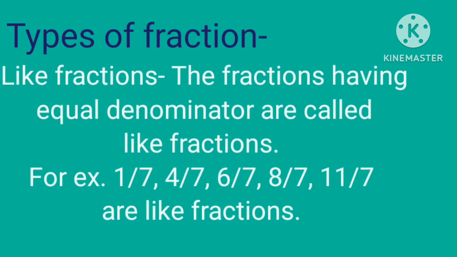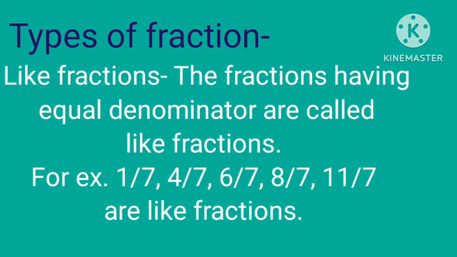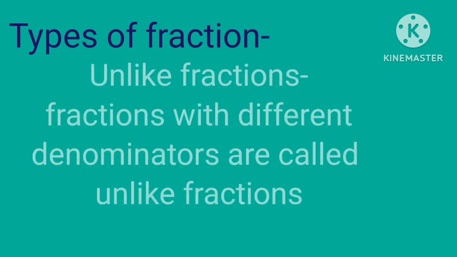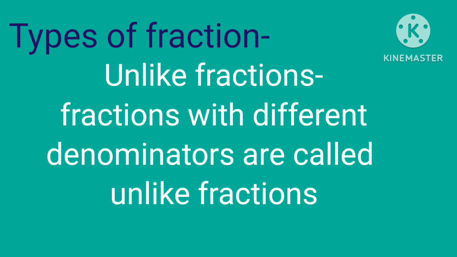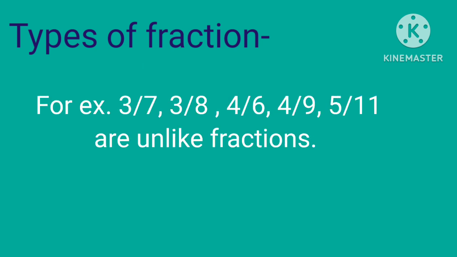Now let's define like fractions. The fractions having equal denominators are called like fractions. For example, 1/7, 4/7, 6/7, 8/7 and 11/7. On the other hand, fractions with different denominators are called unlike fractions. For example, 3/7, 3/8, 4/6, 4/9 and 5/11 are unlike fractions.